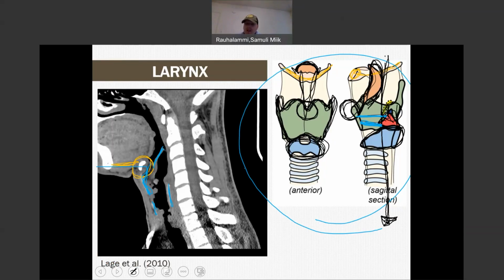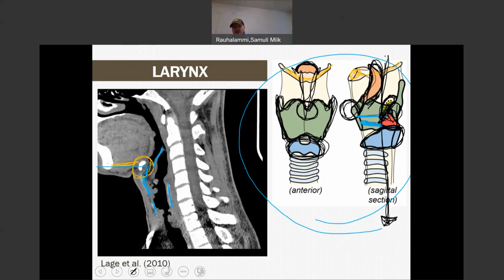Sometimes they can be fused with arytenoids. And the last structure that I wanted to show was this cuneiform cartilage. It's kind of getting hidden with all of the other drawing that I did, but you saw it on this dotted line, colored with a yellowish color on this diagram.